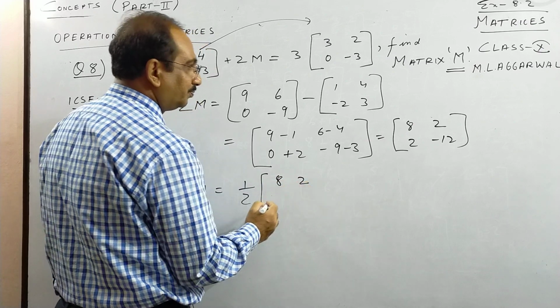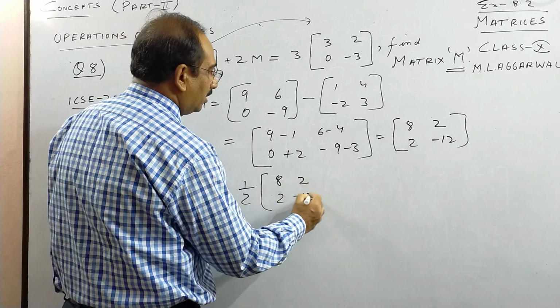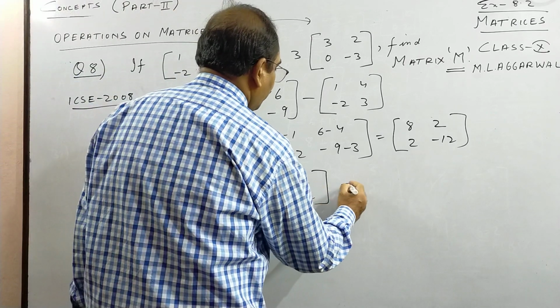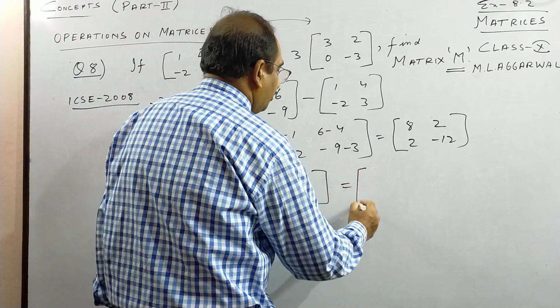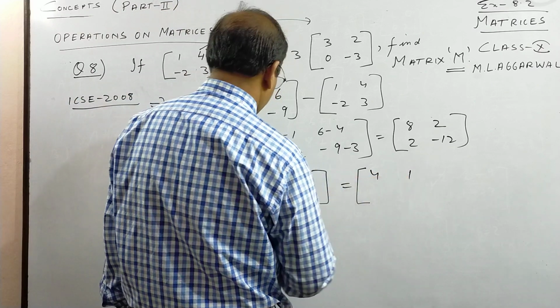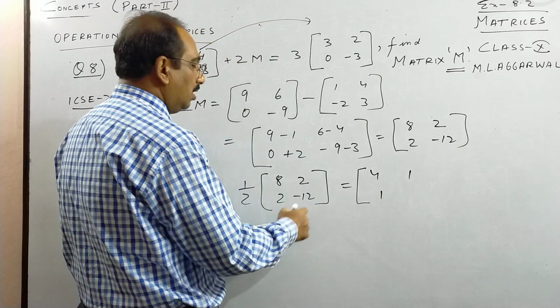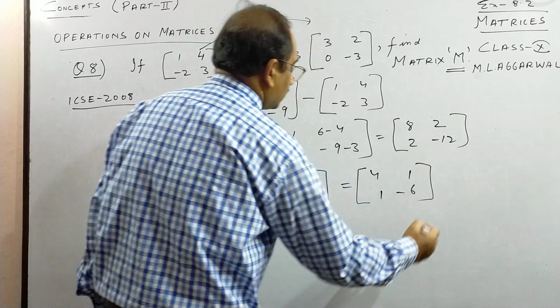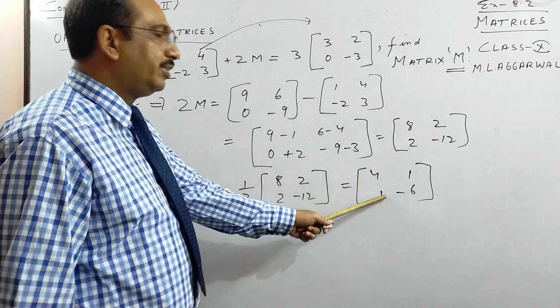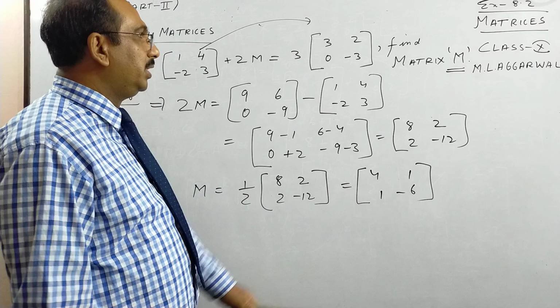8, 2, 2, minus 12. So we get this, each term you half. So half into 8 is 4, half into 2 is 1, half into 2 is 1, half into minus 12 is 6. So when you take 2 to the other side, you half each element. If it is 1 by 3, all will be 1/3.